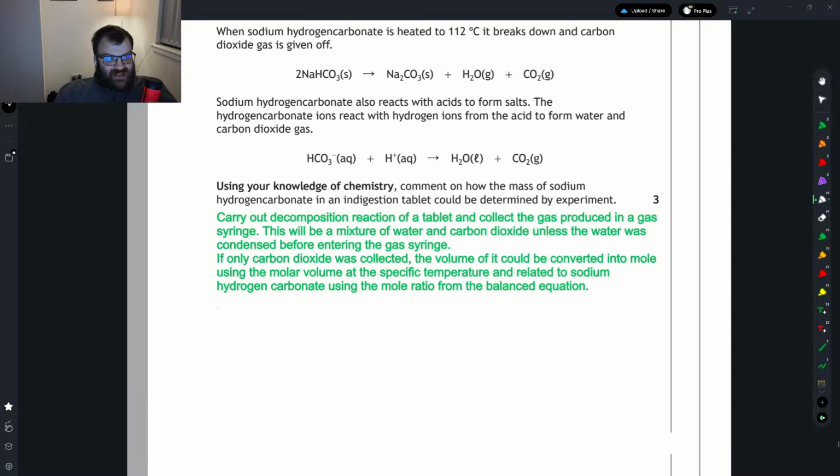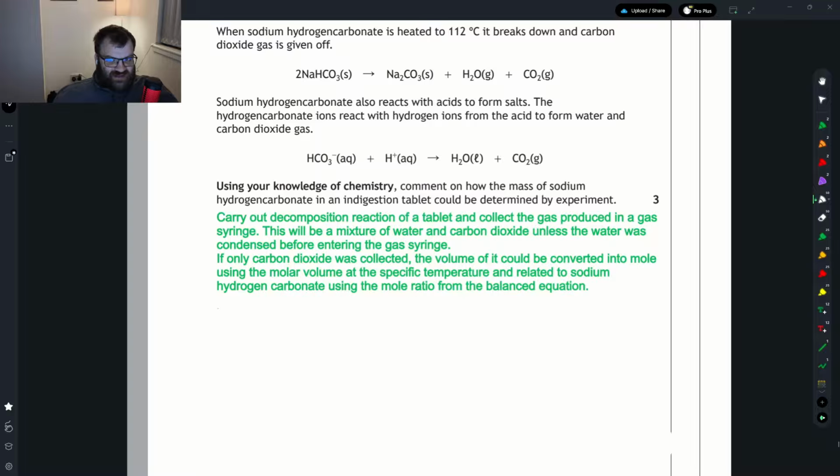If we manage to only collect the carbon dioxide, the volume of the gas that we produce, we can convert into a number of moles, thinking about the molar volume at that specific temperature. Then we can relate it because we have a 1:2 ratio from carbon dioxide to sodium hydrogen carbonate. So once we have our moles of carbon dioxide, we can double it to get our moles of the sodium hydrogen carbonate.